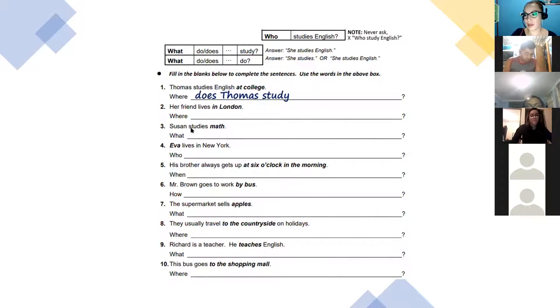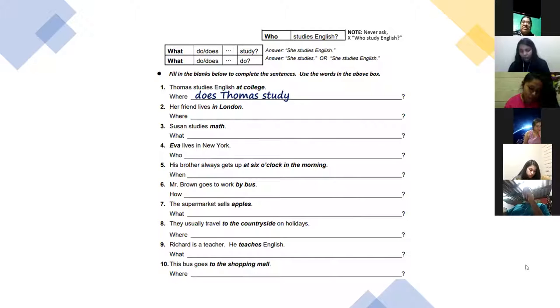Okay, do we have number 3, Hilda? What does Susan study? Excellent. Number four, Edwin. Who lives in New York? Very good. Daniel, number five. Number five, teacher. Let me 1 second. When does his brother's hobby start? Okay, very good. Let's continue with number six, Rodolfo.